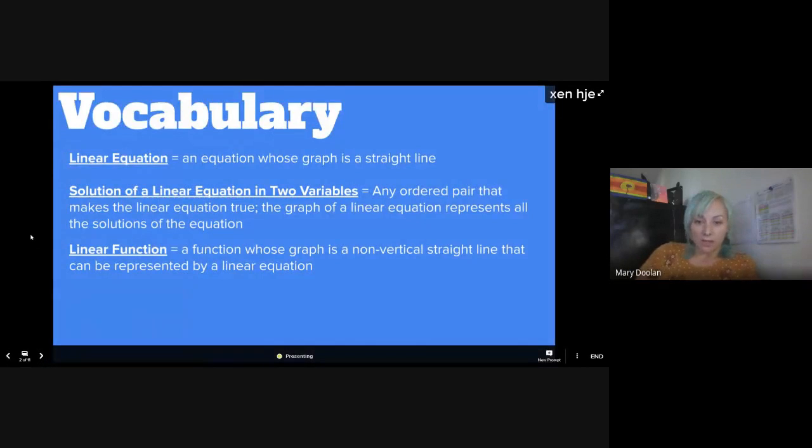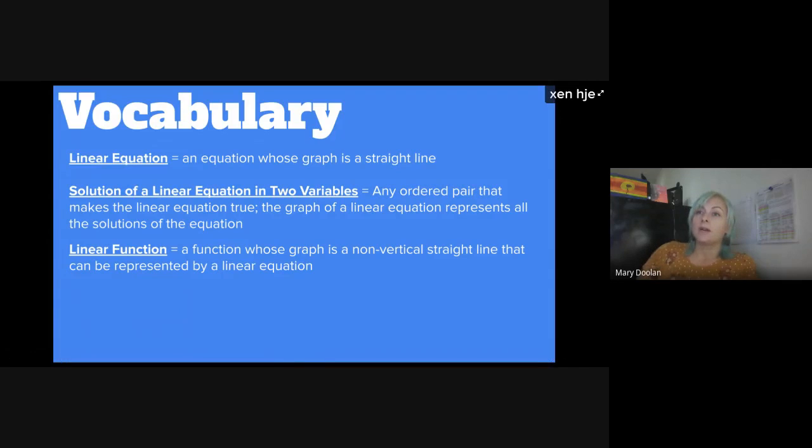So here's some vocabulary for today. You need to know what a linear equation is. It's an equation whose graph is a straight line.